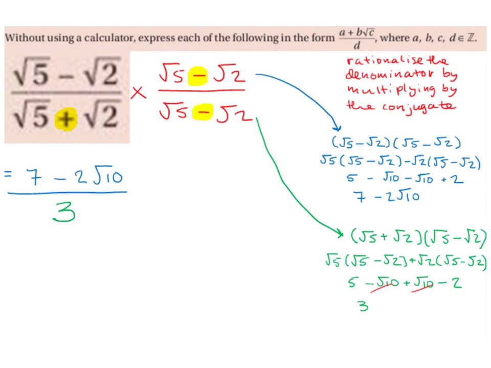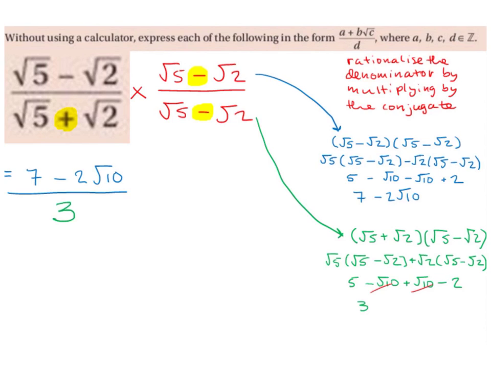Without using a calculator, express each of the following in the form a plus b root c divided by d, where a, b, c, and d are elements of Z, so elements of the integer set, so positive or negative whole numbers. Okay, so what we want to do is rationalize the denominator by multiplying by the conjugate.